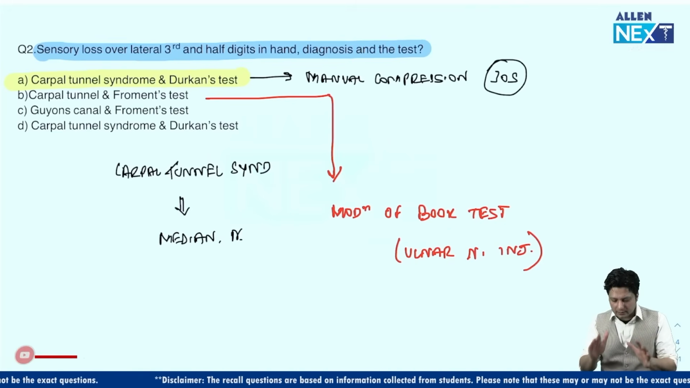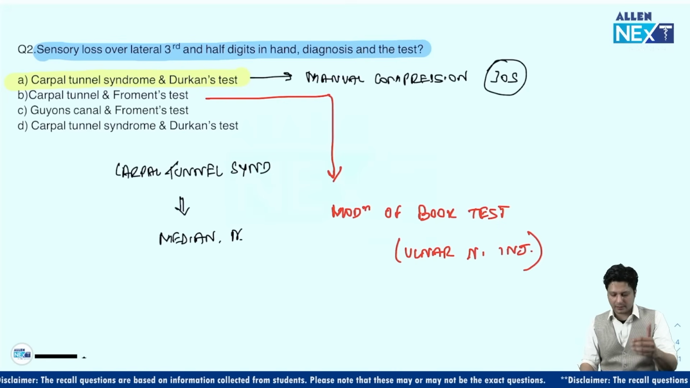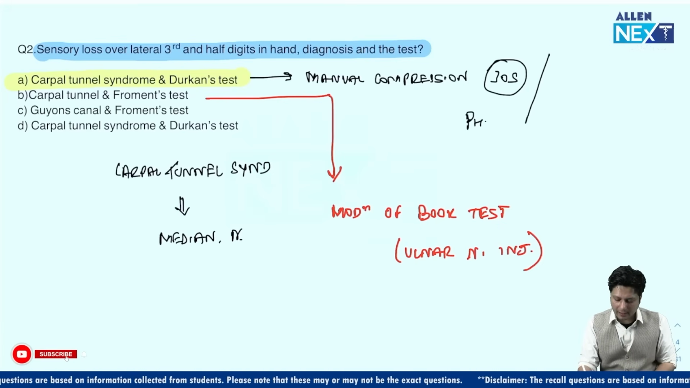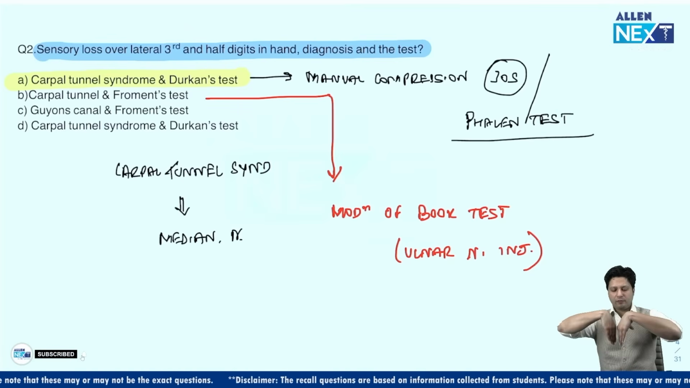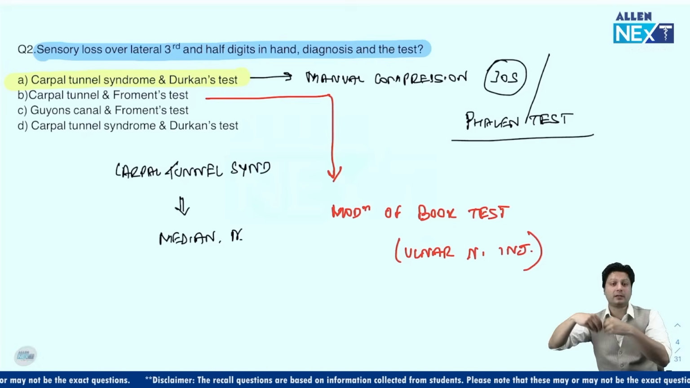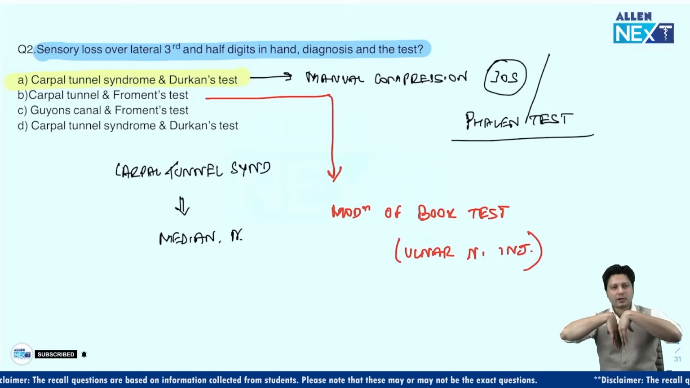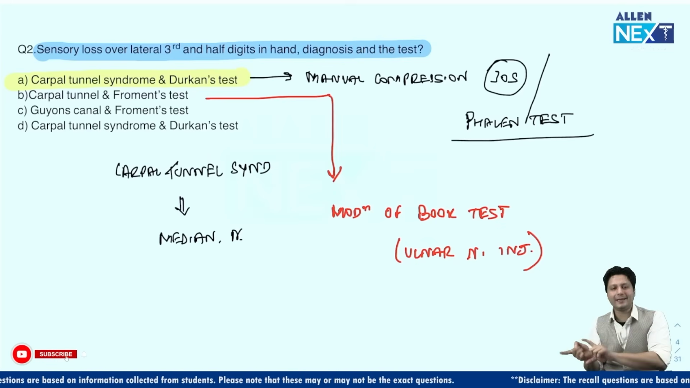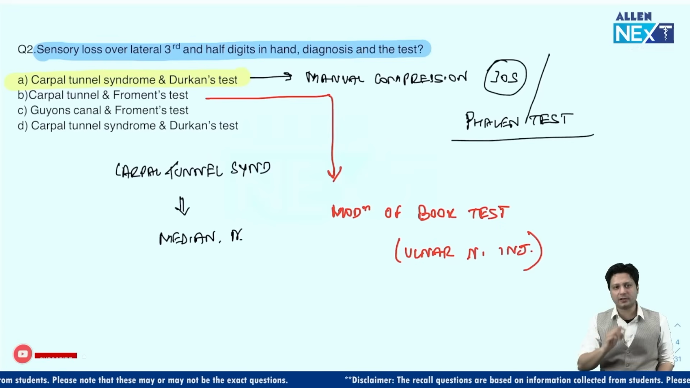There is another test as well. One of the tests is Durkan's test for carpal tunnel syndrome. Another test is the Phalen test, which is also for carpal tunnel syndrome. In the Phalen test, you flex both wrists against each other and apply pressure. There will be more resistance applied, as a result of which there will be more compression on the already compressed median nerve. That will again exaggerate the sensory features the patient is experiencing.